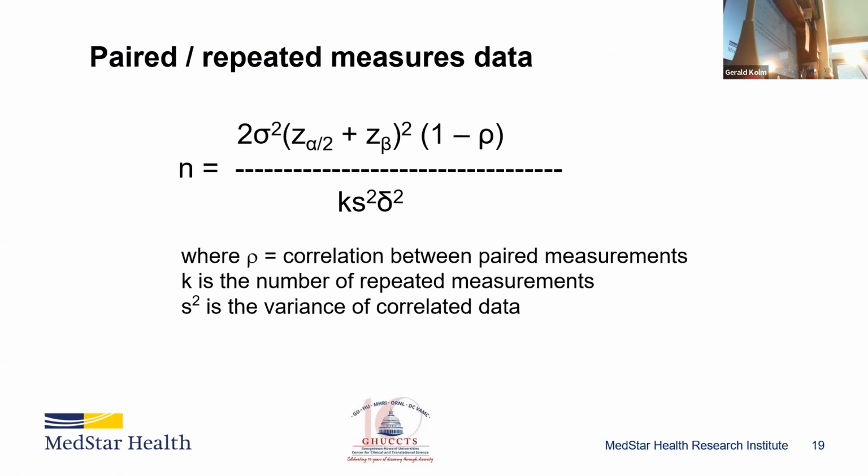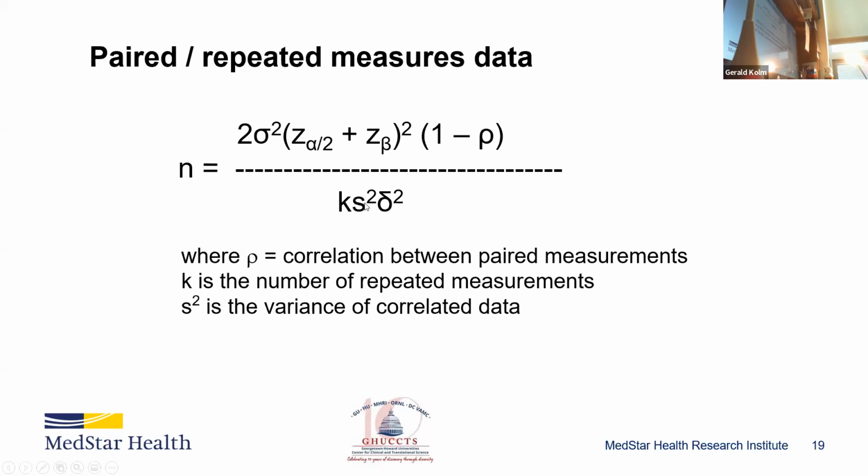So what if we have paired or repeated measures rather than independent data? You can see that what's been added here, all of the other things are the same: the sigma squared, z alpha over 2, the z sub beta. But what we've added here is 1 minus rho, where rho is the correlation between the paired measurements. And then K is the number of repeated measurements.